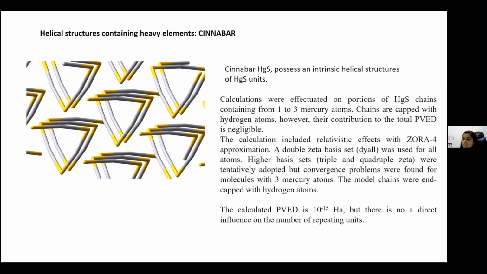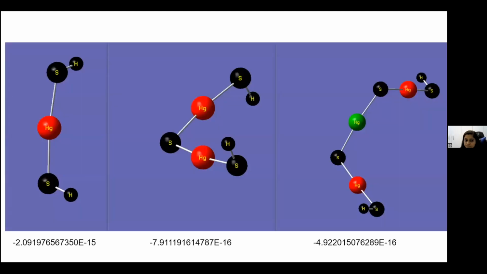Higher basis sets, triple and quadruple zeta, were tentatively adopted, but convergence problems were found for molecules with 3 mercury atoms. The calculated PVD is on the order of 10 to the power of minus 15 for cinnabar, but there is no direct influence of the number of repeating units. These are the values for the simple HgS and also for the increased amount of Hg, which causes the change in the PVD values.